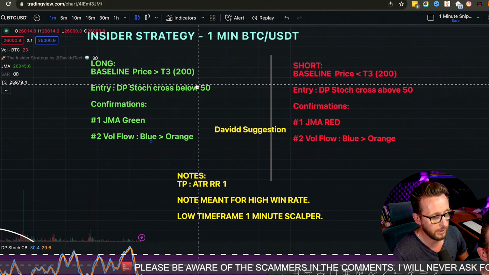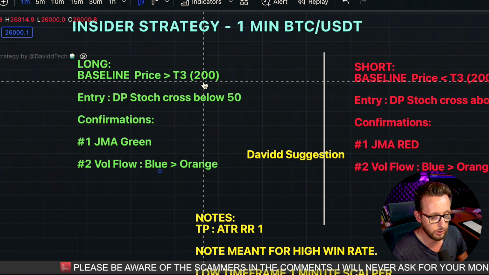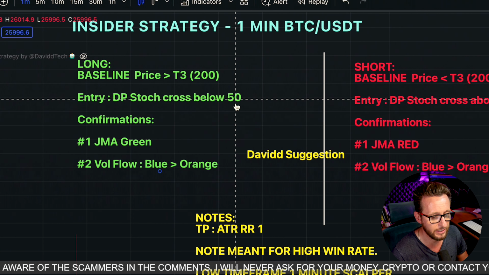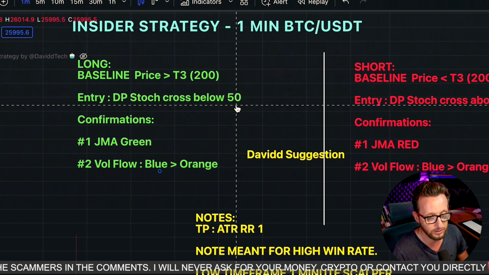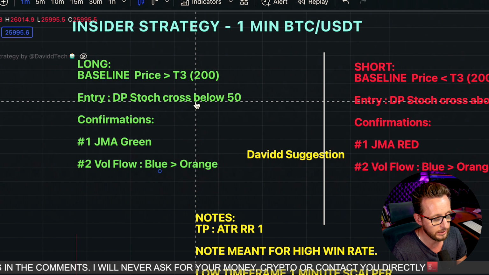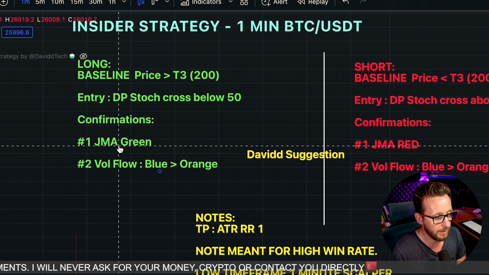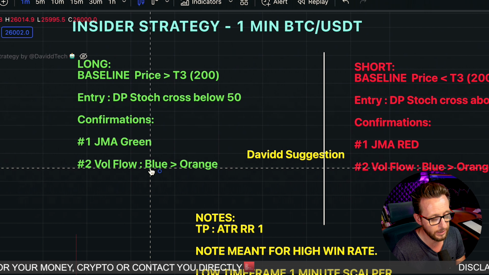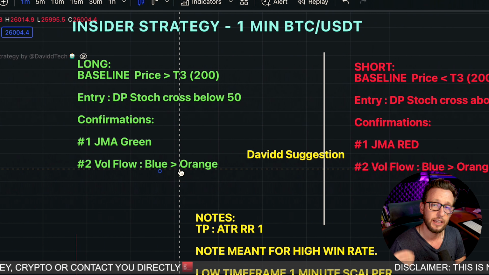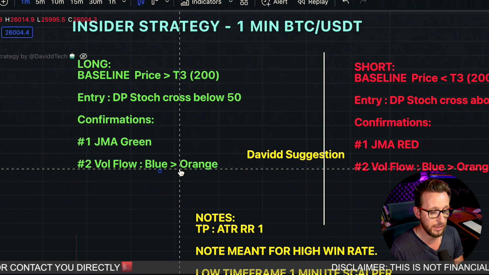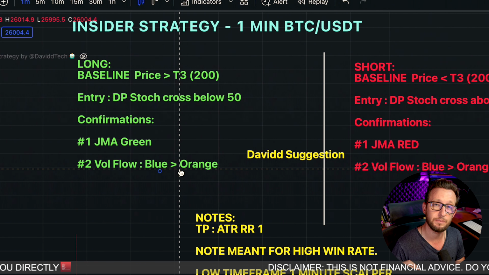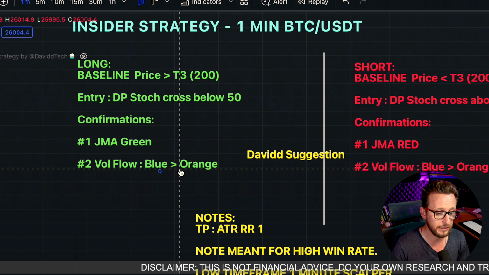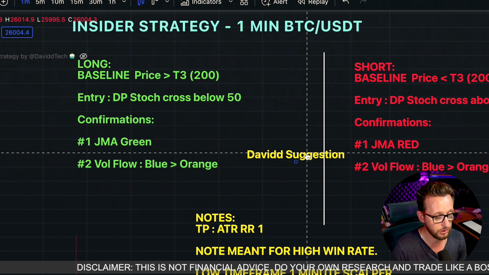Right, okay, so we have our rules. Baseline T3 200, we're over it. The DC stock, we're looking for a cross above 50. It's written here, actually it had to be in the oversold and overbought, so that's a mistake I made. We're looking for the JMA to be green, and then I had a suggestion, which would be to add a volume flow indicator where blue is above green. It tends to be quite a good indicator for me for suggesting when the market is trending, thanks to volume. Volume is king after all.